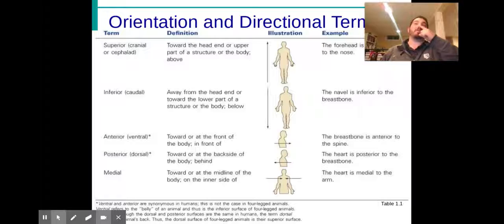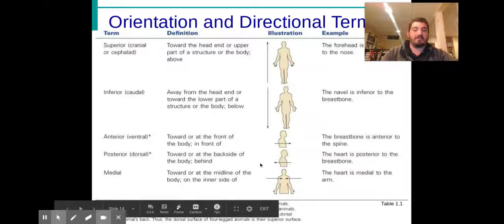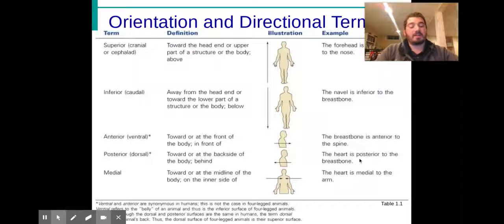So our nose is inferior to our forehead. Anterior, or ventral, means towards the front of the body. So the breastbone is anterior to the spine, right in front. Posterior means towards the back of the body, as we can see right here. The heart is posterior to the breastbone, or the sternum.